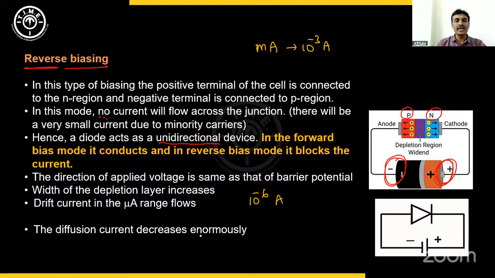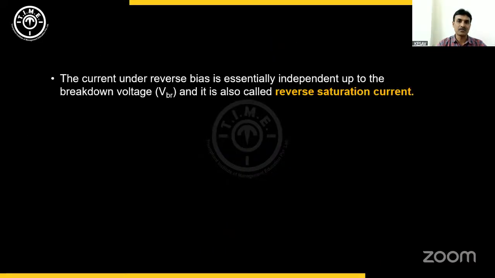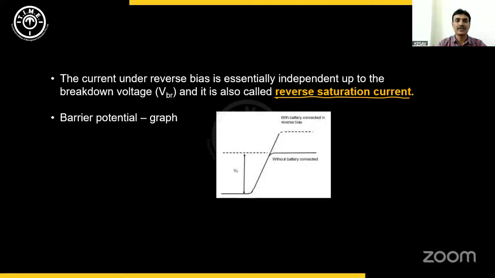The diffusion current decreases enormously. That's why there is no conduction in reverse bias mode. The current under reverse bias is essentially independent of voltage up to the breakdown voltage, and this is called the reverse saturation current. Reverse saturation current.